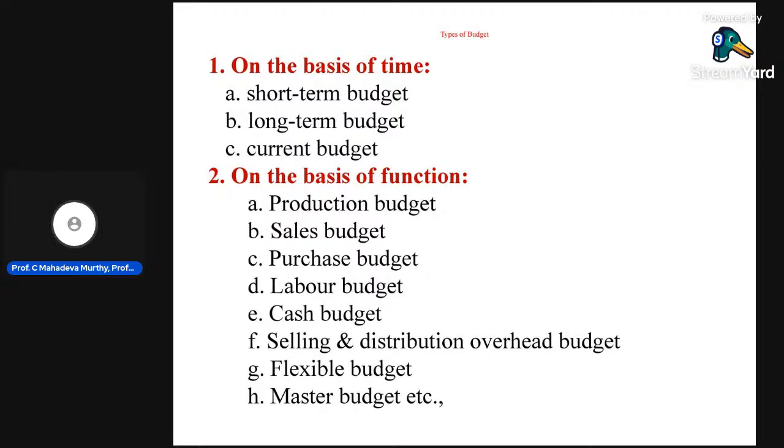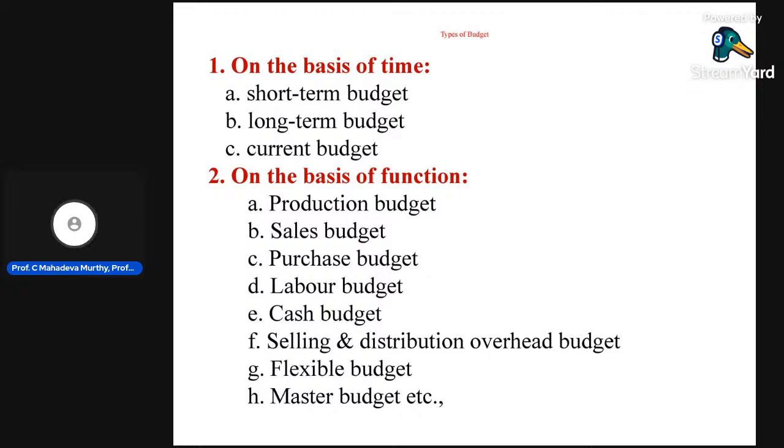Long term, it may be the contract. Take an example, contract costing. It may be 5 years, 7 years, or 10 years, a long-term contract. Current, because it is today or tomorrow or 1 month or 15 days or 5 days. Today, now budget, current budget, day-to-day budget, we call it a current budget. And these are on the base of time.